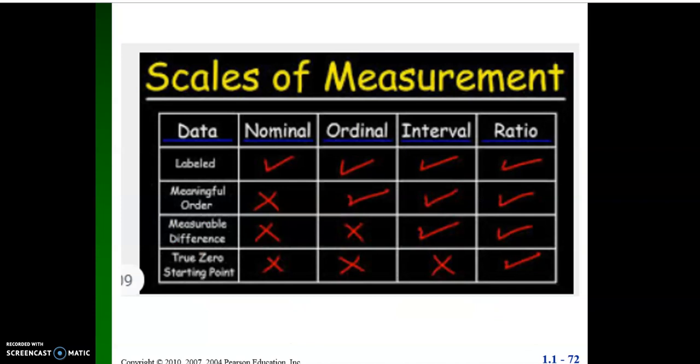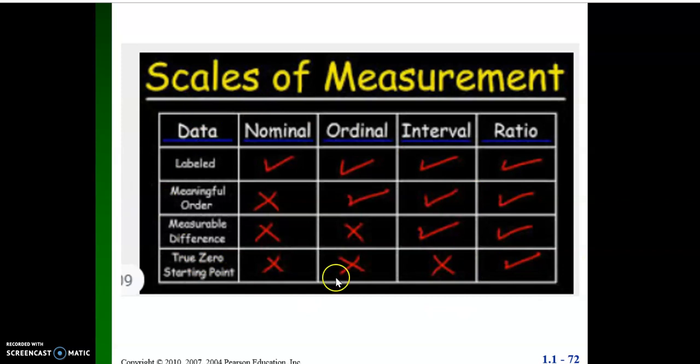So now all in one, scales of measurement. What properties apply for nominal, ordinal, interval and ratio? Of course, all of them have a name or label. The order applies to the rest of the three levels, but not nominal. Then measurable difference only applies to interval and ratio. And the last part, the true zero, only applies to ratio.